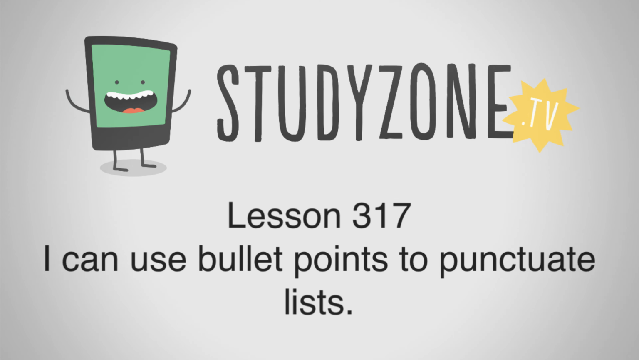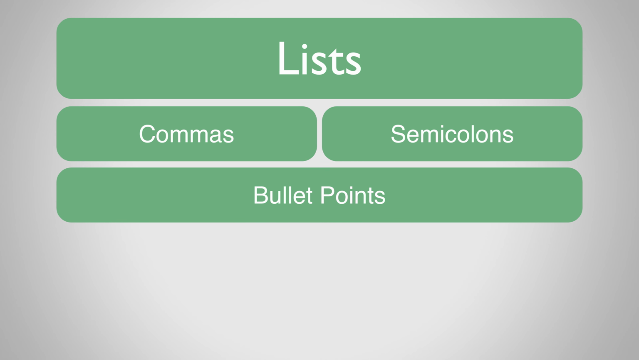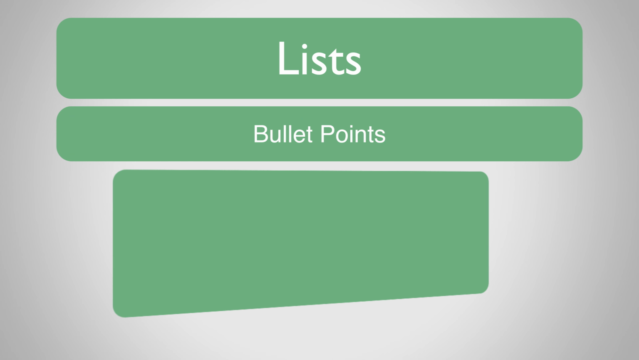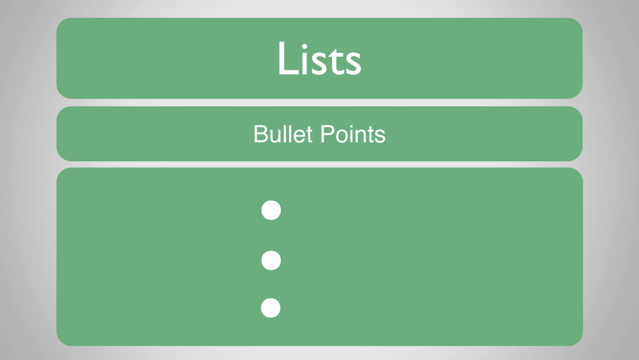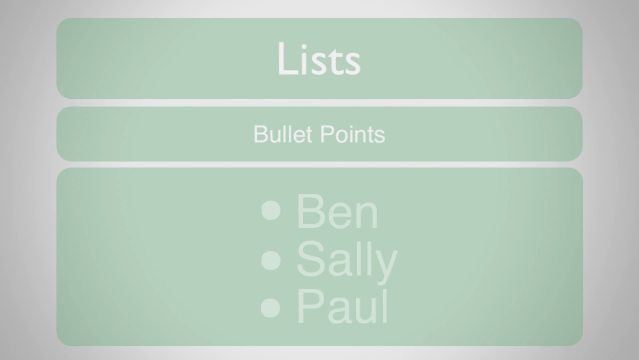We already know that commas and semicolons can be used between items in lists. Another way of punctuating lists is with bullet points. A bullet point is a mark, that's usually a circle, that is placed before each item in a list, where each item on the list starts on a new line. Take a look at this example.